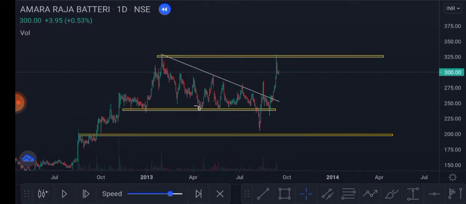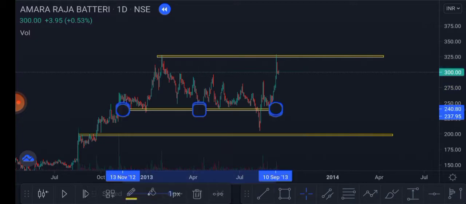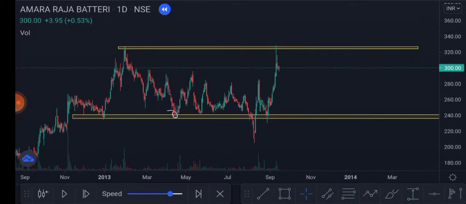Now let's go forward again, and since this area is a major support area, I'll buy the stock when it comes to this area. Since this area is a level of interest for buying, I'll start my backtesting now.